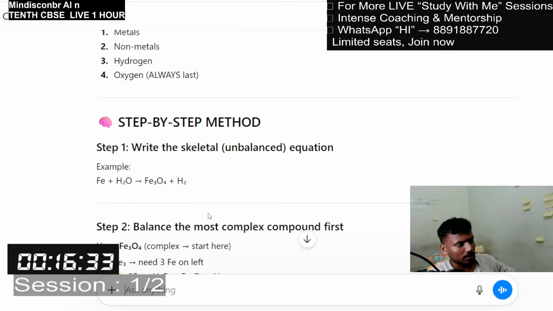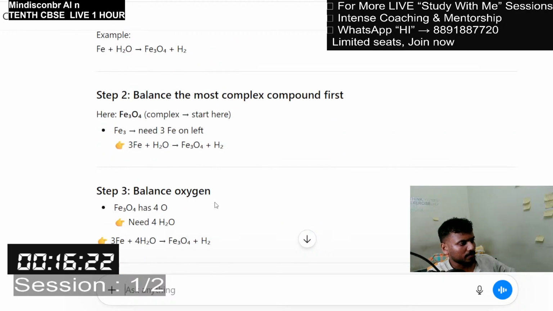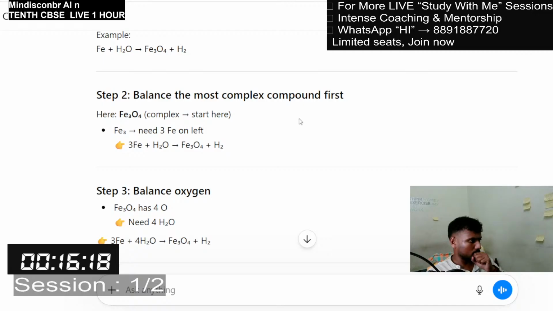Step by step method: write the skeletal or unbalanced equation. So first we have to write the normal chemical equation. For example, Fe plus H2O gives Fe3O4 plus hydrogen. Next, balance the most complex compound first. Here the most complex compound is Fe3O4. So here there are 3 atoms of iron, so we can write 3Fe. That is, 3Fe plus H2O gives Fe3O4 plus hydrogen.